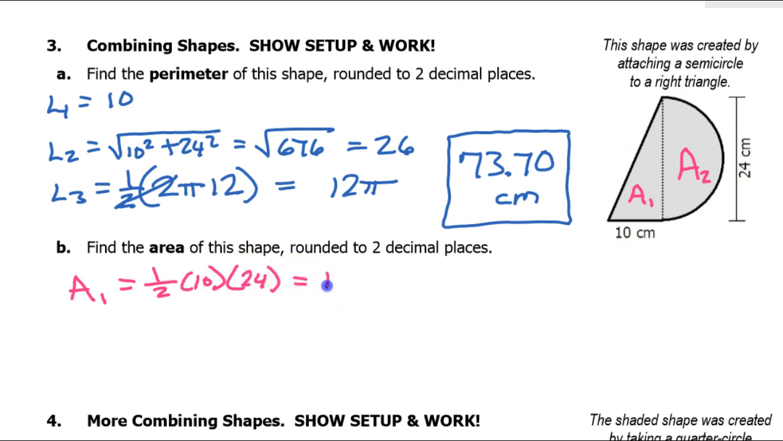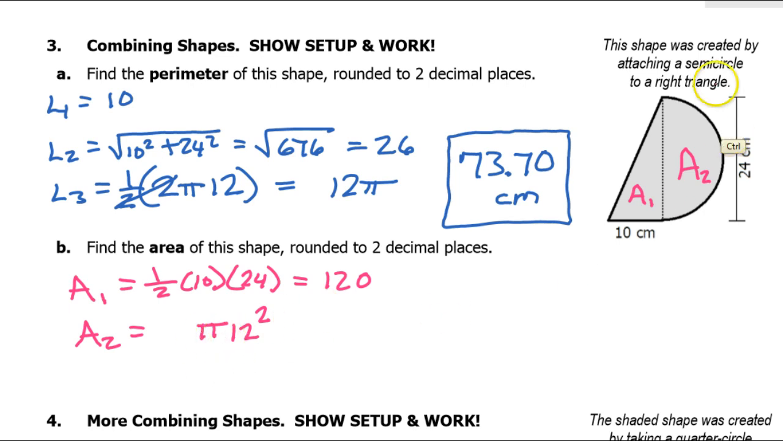So that's going to be 120. So that's area 1. Area 2 is a semicircle. So half of a circle. The formula for the area of a circle is pi r squared. So that's pi, and then again the radius is 12, considering the diameter is 24. So that's pi 12 squared.